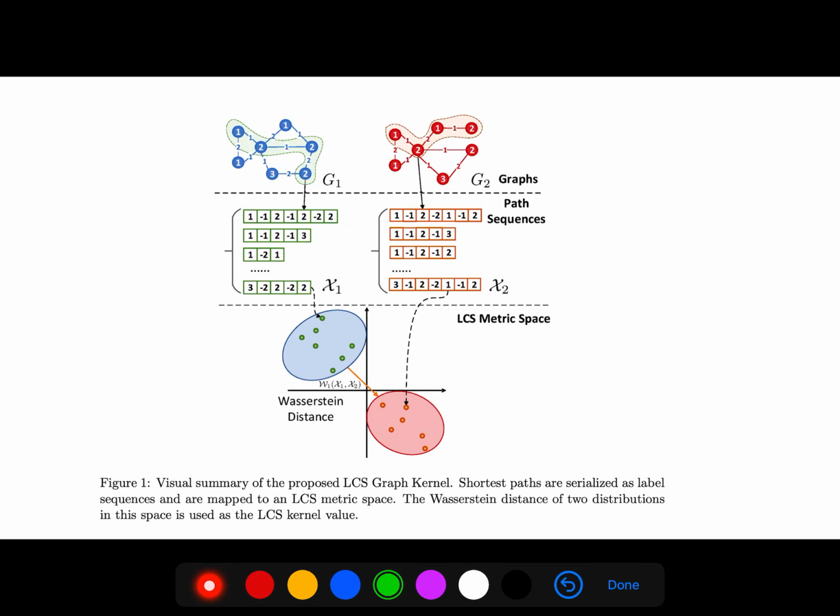So this is a visual summary of the proposed graph kernel. The shortest paths are serialized as label sequences and are mapped to an LCS space. The Wasserstein distance of two distributions in this space is used as the LCS kernel value. So from graphs we go to path sequences and then to this LCS metric space. For example, 1, minus 1, 2, minus 2, 1, minus 1, 2.